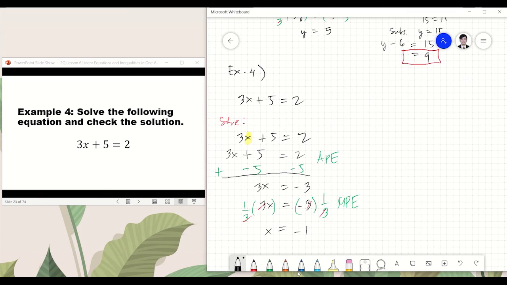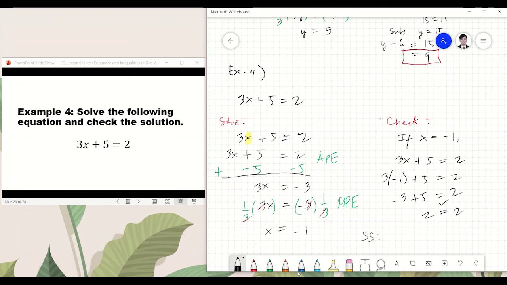So, let's double check if negative 1 ba talaga yung x natin. So, substitute, x becomes negative 1. 3 times negative 1 is negative 3. Negative 3 plus 5, it's 2. So, that's true.